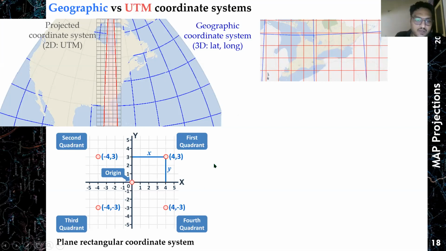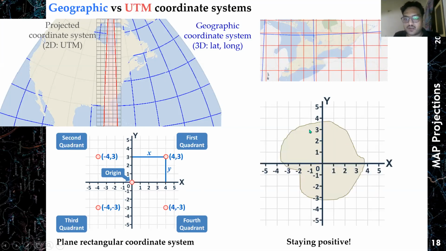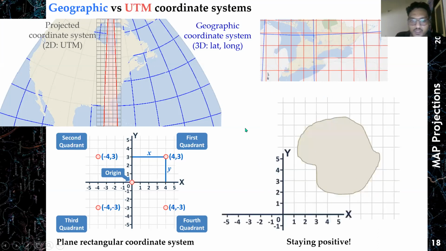The problem with the conventional Cartesian system is that we can have points that have negative x and y values, and this makes the job of measuring distance a little bit tedious. For example, if we have an area that extends into each of the quadrants, then some of it is positive, some of it is negative. We want to simplify things. So in UTM, we stay positive. This means that we shift the entire grid, the origin of the XY axis, to this point here, so that our entire area is always in the positive direction.